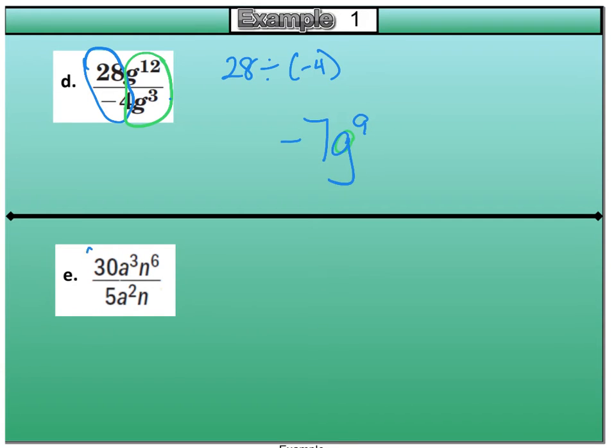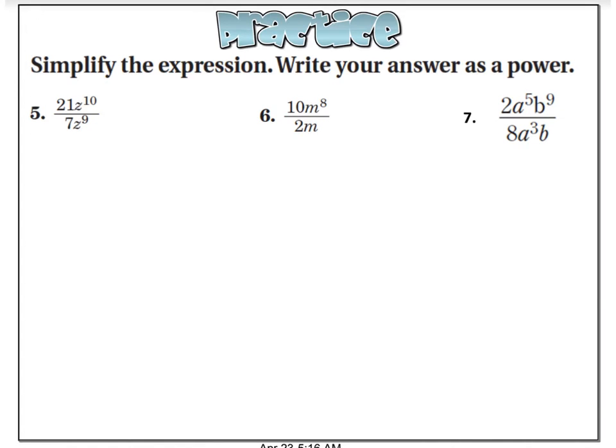Let's do it again. Just the coefficients. 30 divided by 5 is 6. Now we have our a's. A to the power of 1, or just plain a. N, this was a coefficient of 1. 6 minus 1 is 5. So n to the power of 5. Try these on your own. Pause the video and come back and see if you got them right.